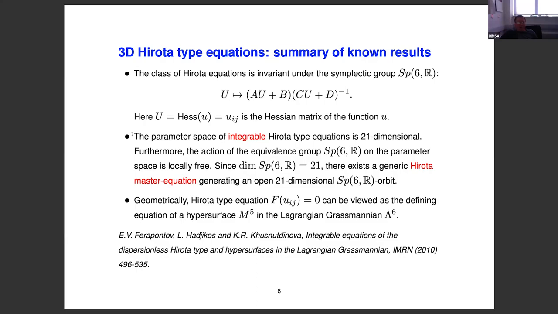Okay, then we proved in this paper, shown here below, in 2010, that the parameter space of integrable Hirota type equations is 21 dimensional. All right, so we derived integrability conditions. They form an involutive system for the right hand side of the equation, and by simple parameter count, you can see that the solution space is 21 dimensional.